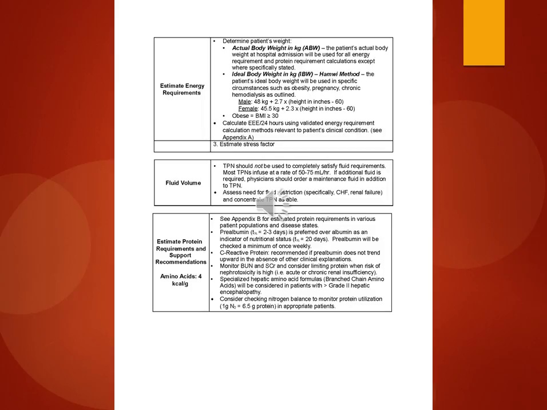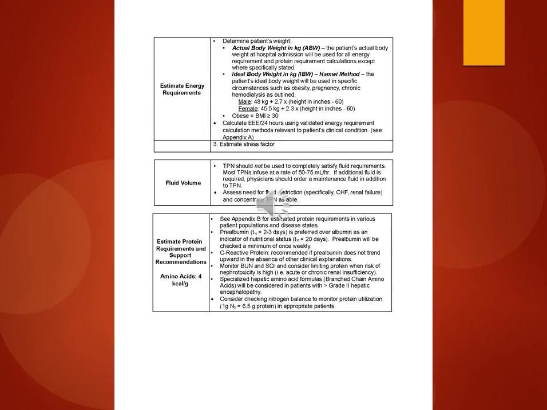Estimate protein requirements and support recommendations. Amino acids, 4 kcal/g. See appendix B for estimated protein requirements in various patient populations and disease states. Prealbumin, half-life 2 to 3 days, is preferred over albumin, half-life 20 days, as an indicator of nutritional status. Prealbumin will be checked a minimum of once weekly. C-reactive protein is recommended if prealbumin does not trend upward in the absence of other clinical explanations.